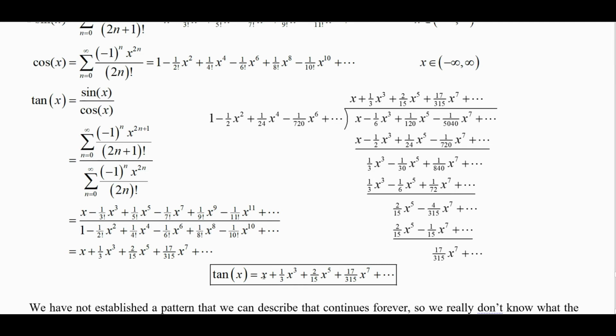For tangent of x, it's x plus 1/3 x cubed plus 2/15 x to the fifth plus 17 over 135 x to the seventh. Now, we haven't really established a real good pattern for what's meant by that dot, dot, dot, so it's kind of hard to see how this continues on. So we don't really know what the next term is going to be, or the next one, or the next one. We could have gotten more terms if we needed it by expanding this out to keep track of what the next term is here.